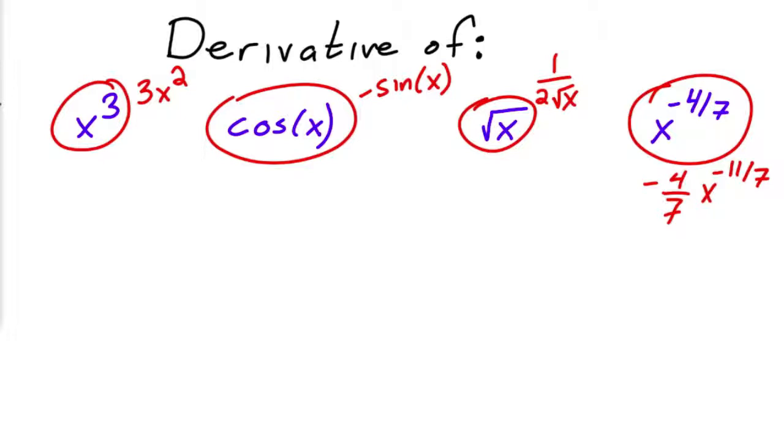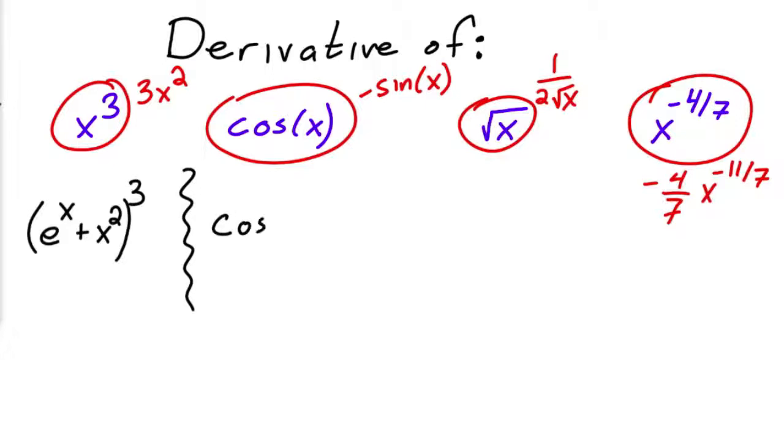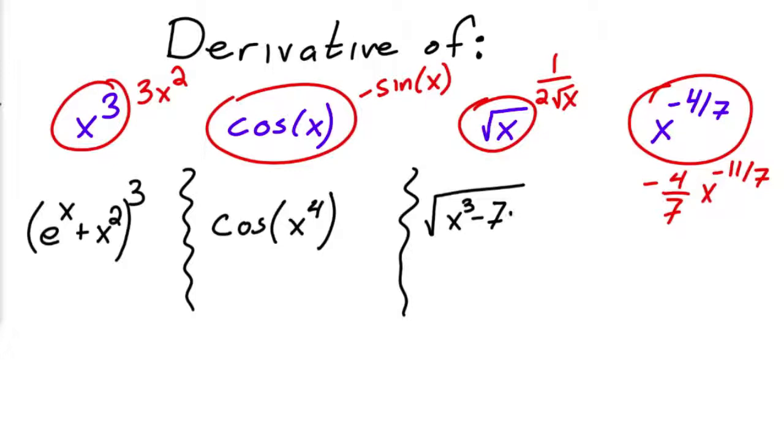So this is stuff that we've done, but what about when we have a composition of functions? So for example, instead of x cubed, what if we wanted to get the derivative of a function like e to the x plus x squared all cubed? Or let's say we wanted to get the derivative of not cosine of x, but cosine of x to the fourth, for example. Or instead of square root of just x, we had square root of x to the third minus 7x.